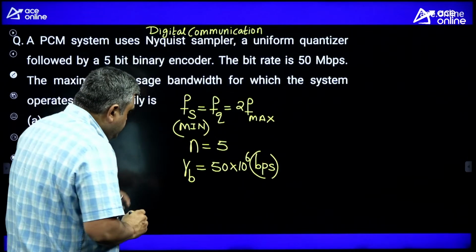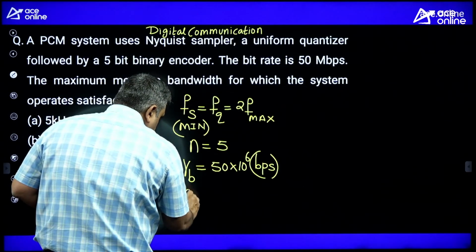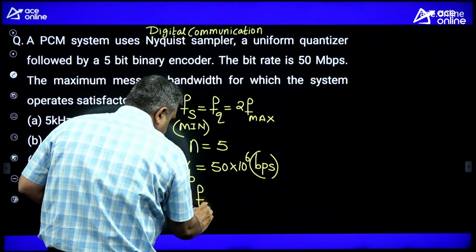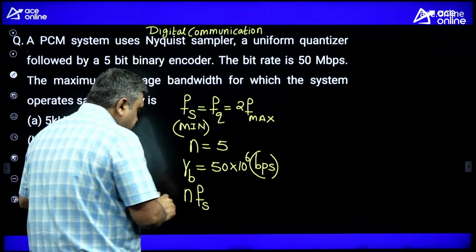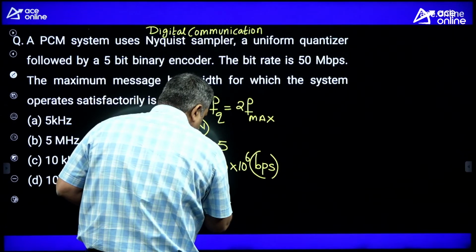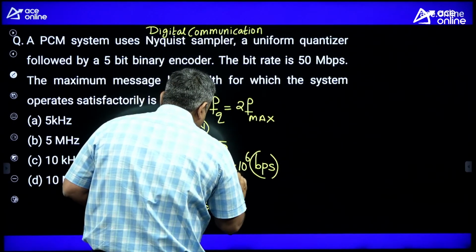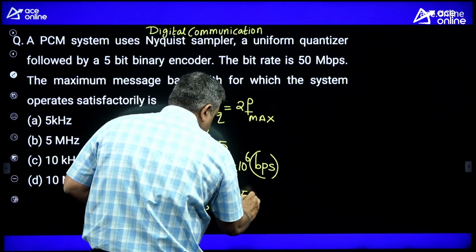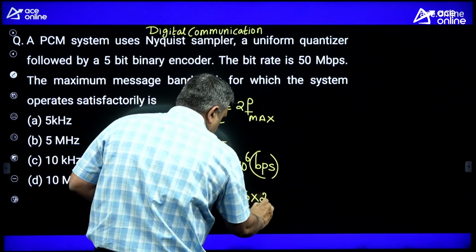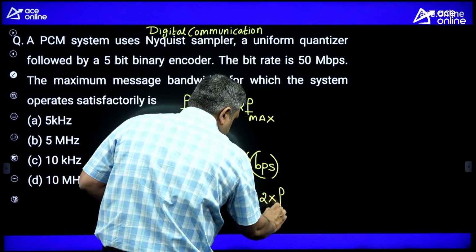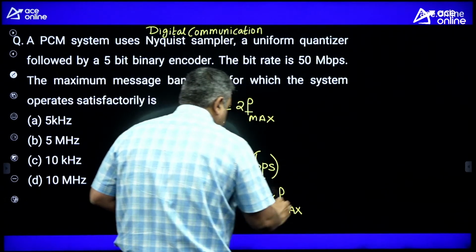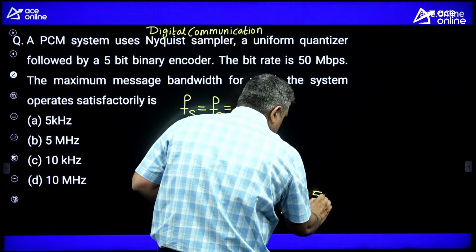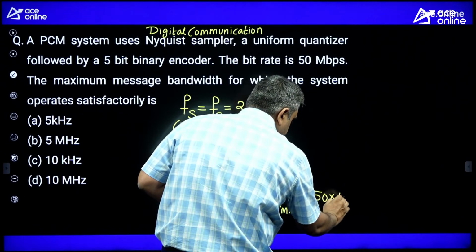Now what is the formula for bit rate? It is always equal to n into Fs. Is it clear or not? Now what is the value of Fs we have taken? 2 into Fmax. That means the value of n is 5 into the value of Fs is 2 into Fmax. Now this value is given to you as 50 into 10 power 6. Got it or not?